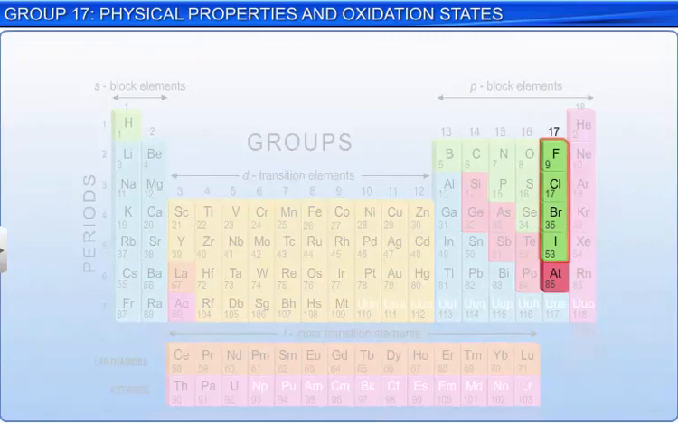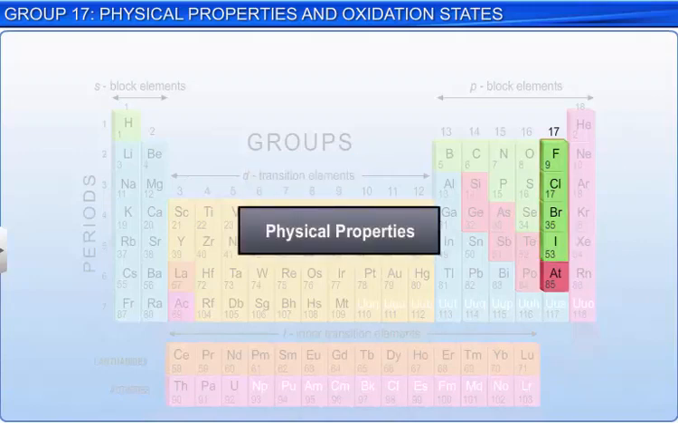Group 17 elements are also known as halogens. You know that these elements are the most electronegative elements among all the elements in the periodic table. Let us first study the physical properties of group 17 elements.